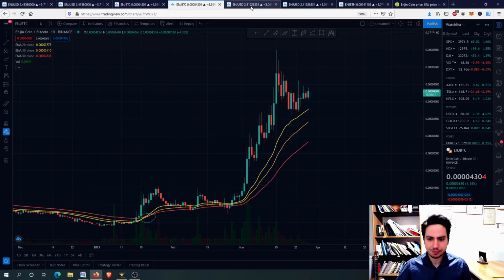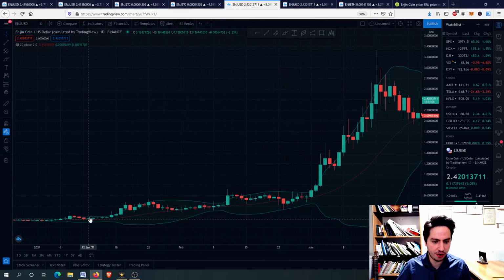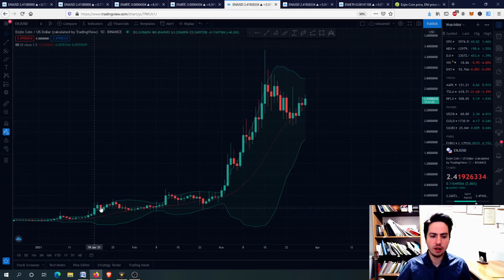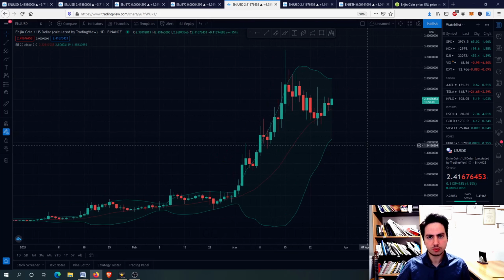Okay, so let's go to the Bollinger Bands, and you can see here the squeeze point. You can see a very tight squeeze point here. This was a good buying scenario for the ENJIN coin, and now we have this huge volatility in the price. The higher the volatility, the higher the distance between the bottom line down here and the top line, the higher the risk, of course.